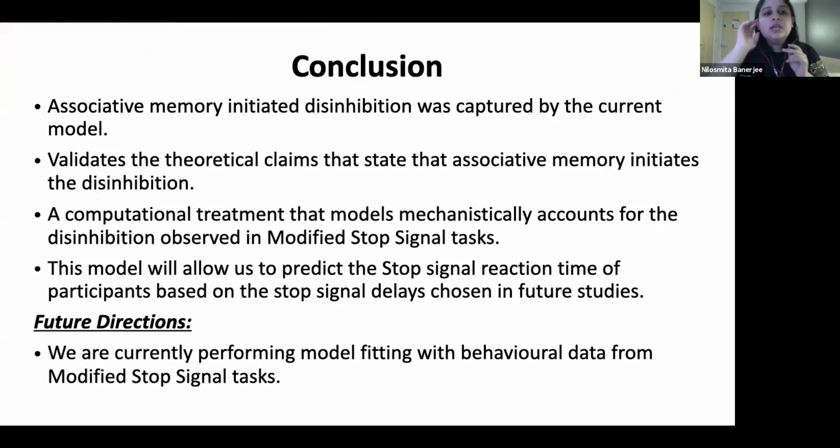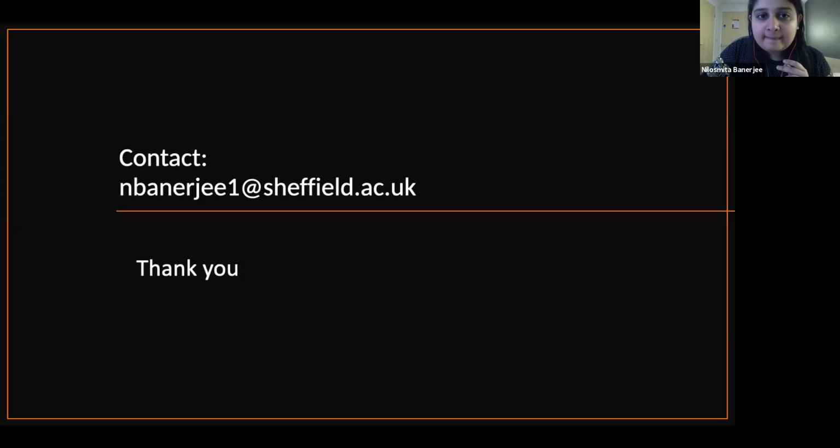So in conclusion, we have successfully built a model that showed the interaction between these two elements: inhibition behavior and associative memory. In future directions, we have collected some experimental data with a modified stop signal task in a psychology paradigm. We are now performing some fitting of this data with the first model, which is what we are working on currently. Thank you.